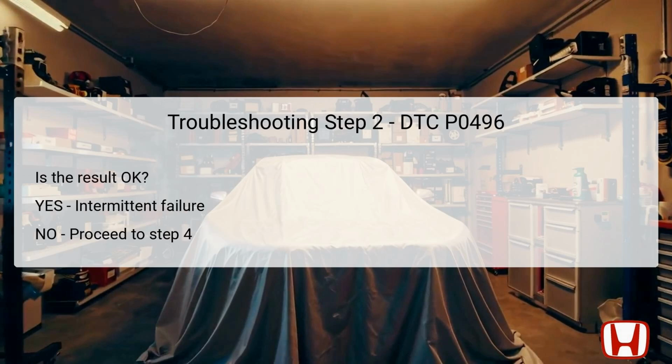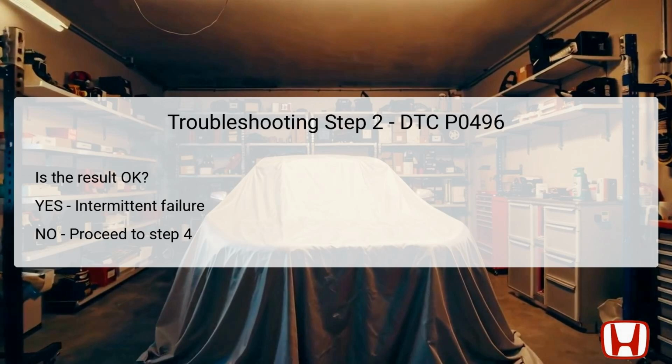After conducting the EVAP function test, you must assess the results carefully. If the result is okay, this indicates that the system is functioning correctly at that moment. In this case, the P0496 code may have resulted from an intermittent failure, which can happen due to temporary issues such as loose electrical connections.